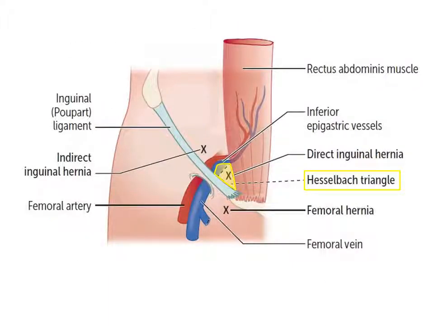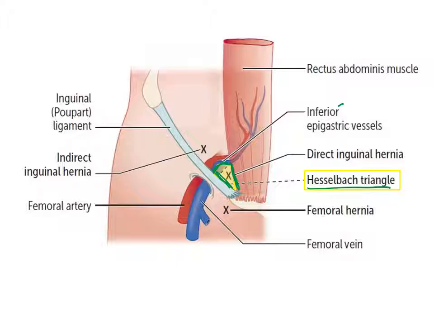Direct versus indirect inguinal hernias are named according to their position within or outside of Hesselbach's triangle. Hesselbach's triangle has three borders. The medial border is made up of the lateral edge of the rectus abdominis muscle. The floor of the triangle is represented by the inguinal ligament, the distal portion of the inguinal ligament, that is. And the lateral border of this triangle is formed by the inferior epigastric vessels.